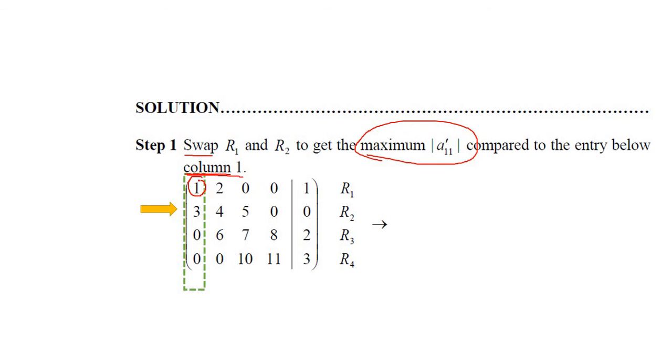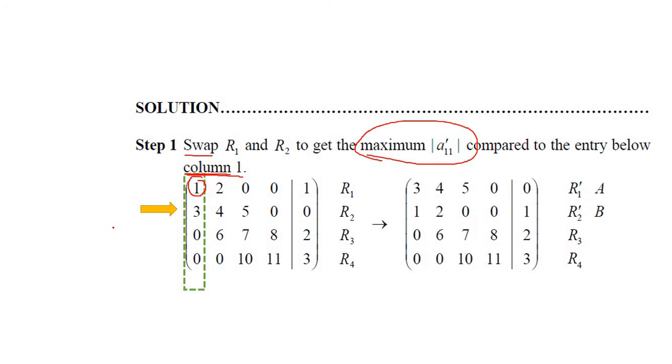However, if you find that A11 is the maximum, for example, this is 4, then you do not need to do swapping over there. So make sure that A11 is giving the maximum value. So we will have the new matrix. We can see that it has been swapped.